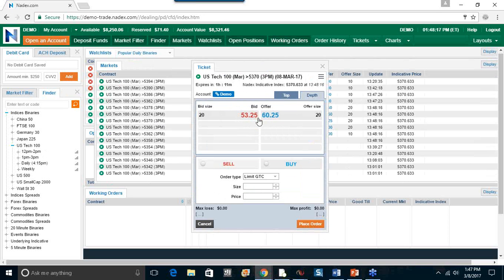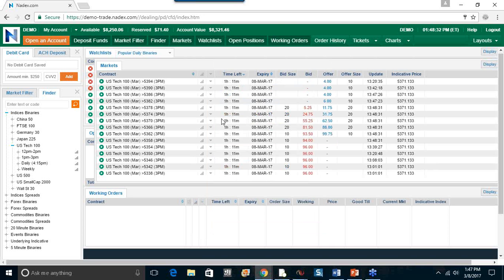Now, some of you like to just hold binaries all the way to the end. Some of you are fine with, hey, I'm going to risk 75 to make 25 and I'm holding it to the end. That is a strategy as well. Some of you only like to go 1-to-1 risk-reward ratio. I want to buy around 50 and have it expire at 50. And again, the beauty with Nadex is you can hold to expiration or you can exit early. You can exit early if it's going in your direction, or you can exit early if it's going against you.